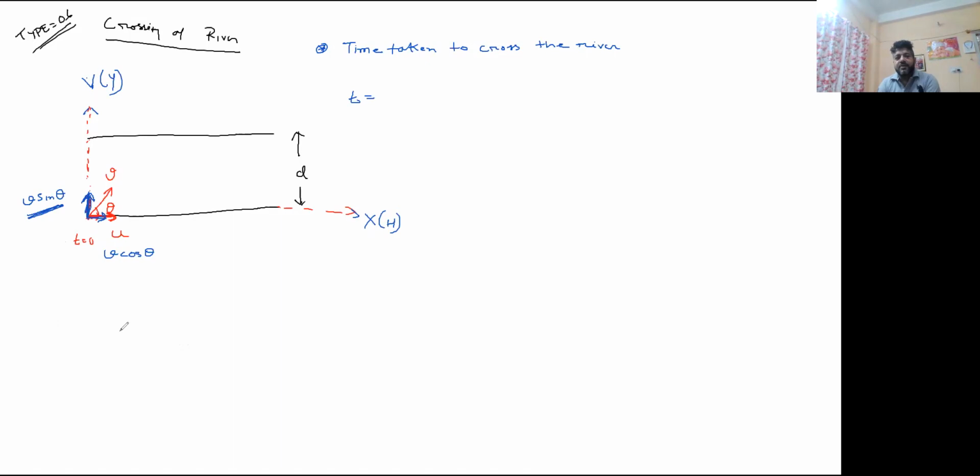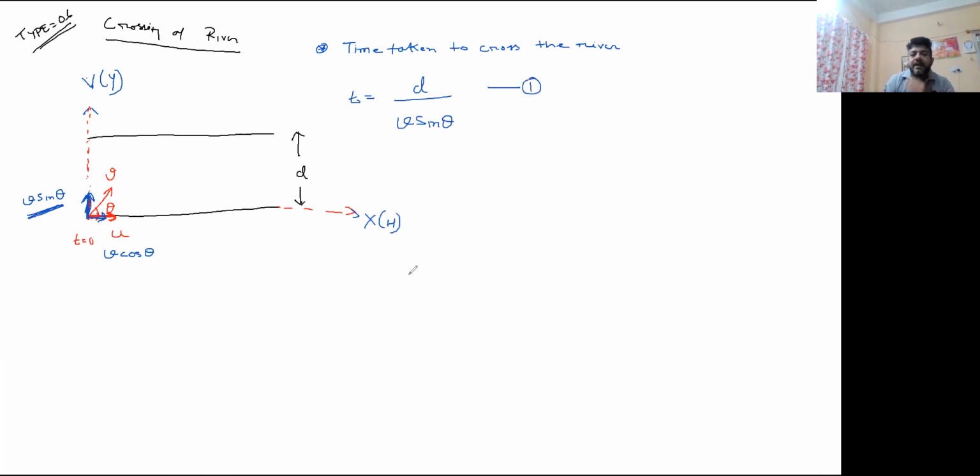What is the velocity along the Y-axis? V sin theta. I didn't say 5, that is a numerical. So velocity along the Y-axis is V sin theta. So how do you get the time? Distance or separation, the width of the river, by velocity along the Y-axis, that is V sin theta. Is it clear?